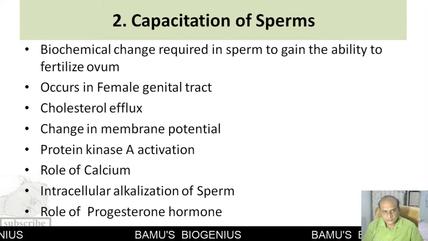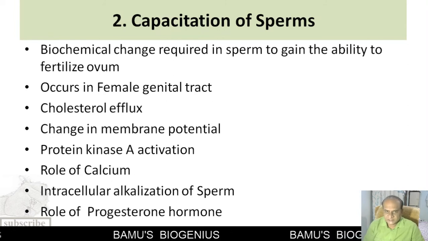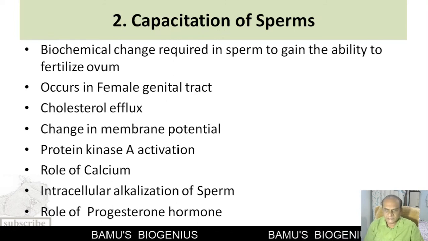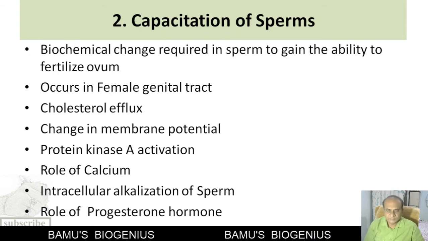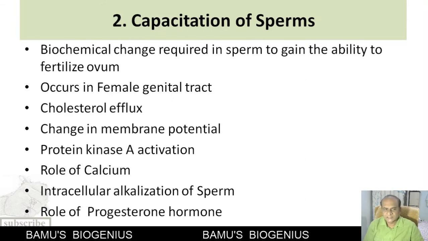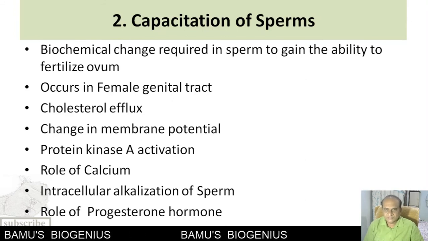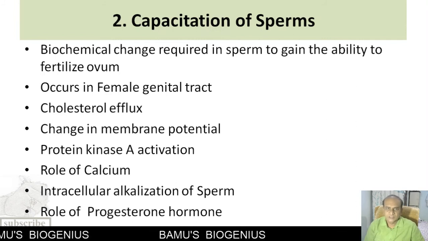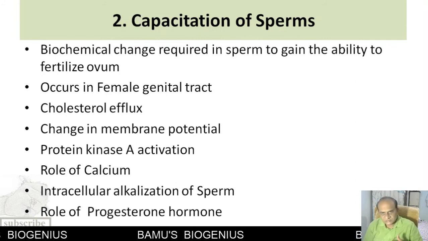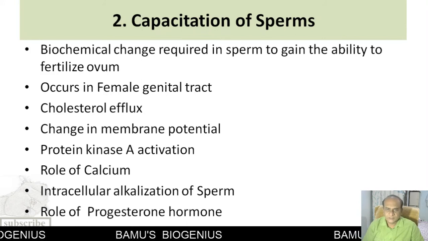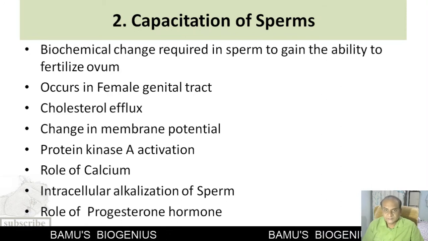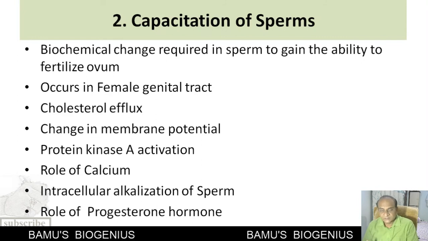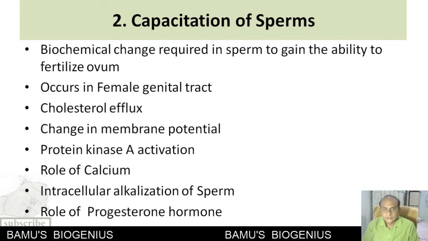See now, when the cholesterol efflux is there, that means cholesterol is removed from the plasma membrane. The membrane fluidity is affected, as we know that in any kind of plasma membrane, when cholesterol is present, it gives a kind of stability to the plasma membrane. But when this cholesterol is removed from the sperm plasma membrane, the membrane fluidity is affected. This is known as a remodeling of the sperm plasma membrane, and because of that, certain kinds of changes take place in the sperm plasma membrane.